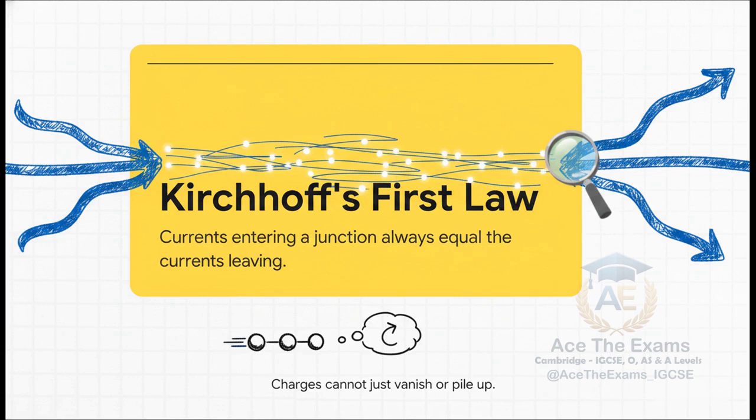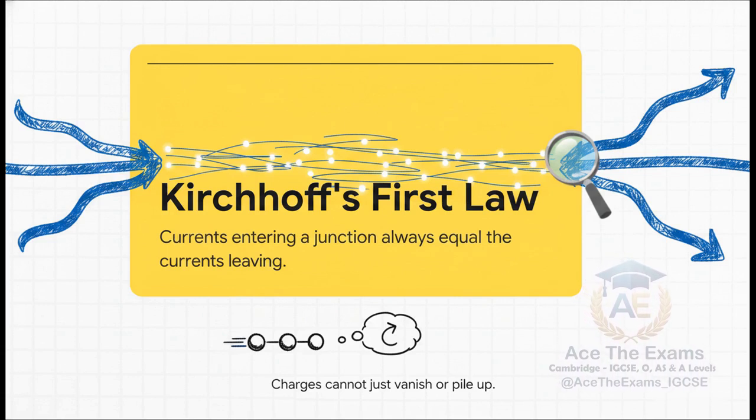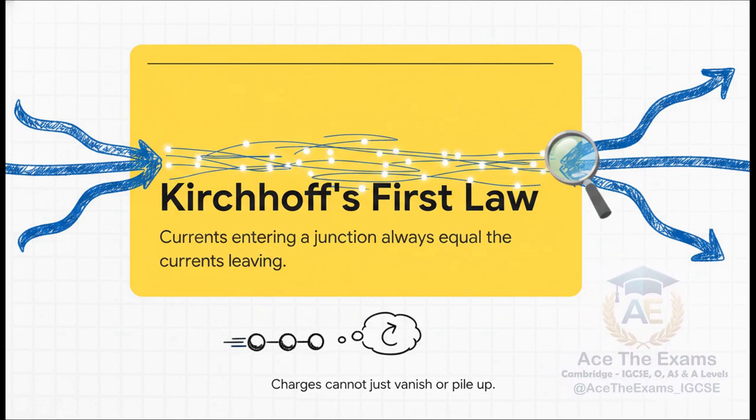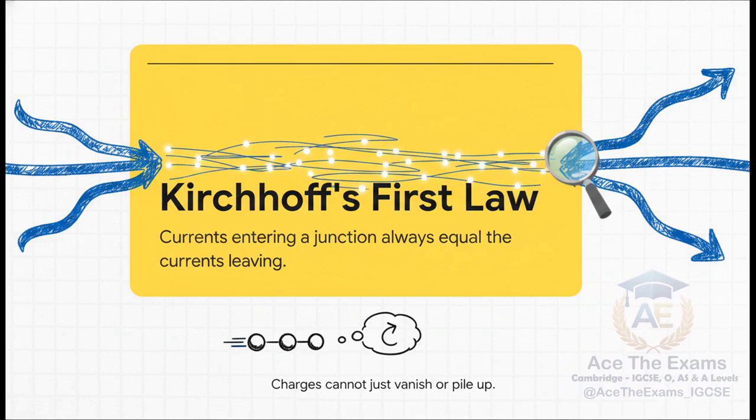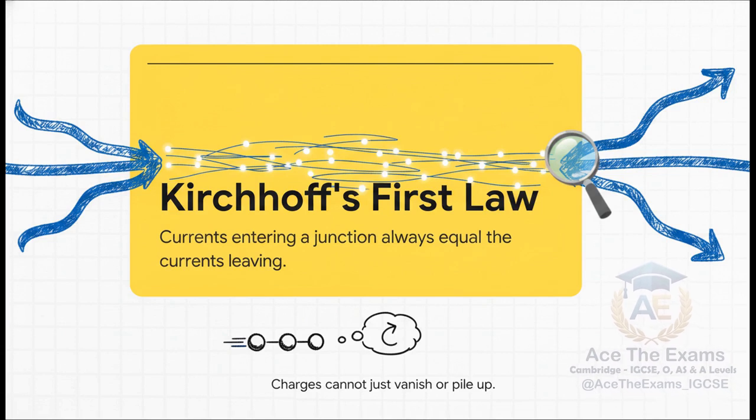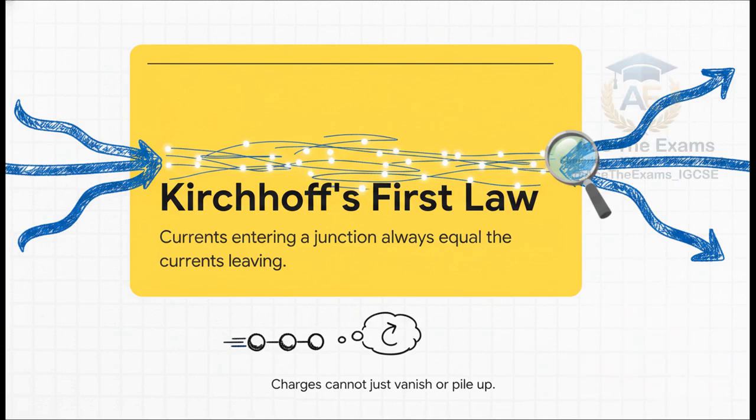Why does this happen? Well, remember, current is just the rate of flow of electric charge. We're talking about physical electrons moving through a wire. They can't just vanish into thin air, and they definitely can't pile up in an intersection like cars in a traffic jam. Whatever flows in absolutely must flow out. It's the law. Charge is perfectly conserved.